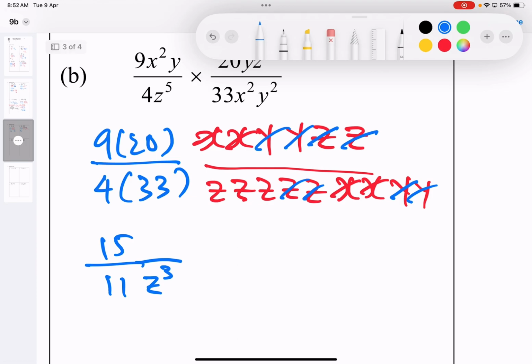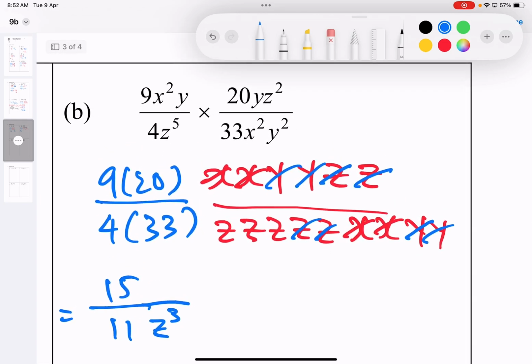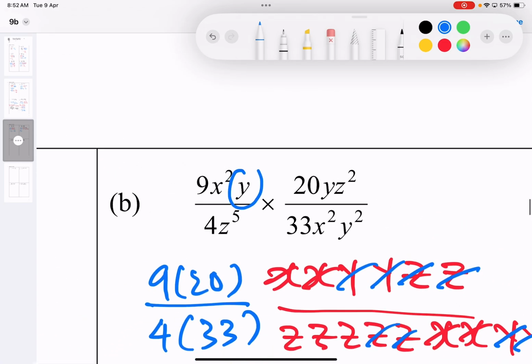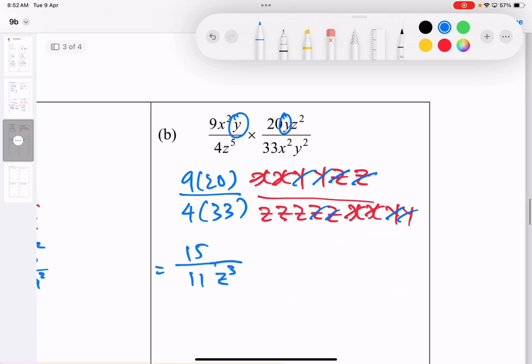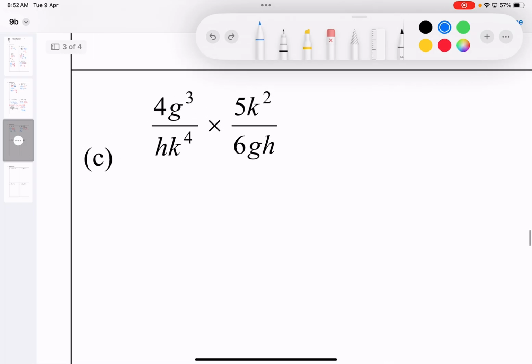Yes? There's 3 y's on top. No, why is there 3 y's? There is 1 y, there's another y only. There's only 2 y's. How come got 3 y's? Okay, so let's move on to the next one.